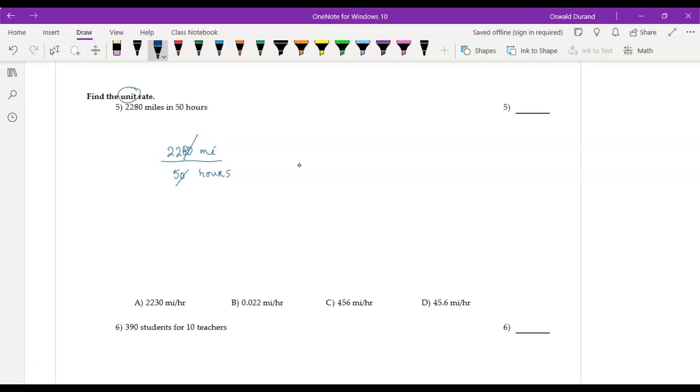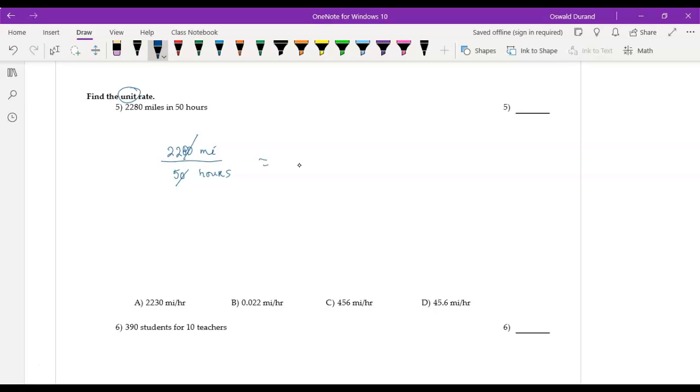We want it to simplify to the lowest term, right? So in this case, we wanted to have it over 1 hour at the most. So what is 228 divided by 5? Let's use our calculator. 228 divided by 5. That's 45.6.